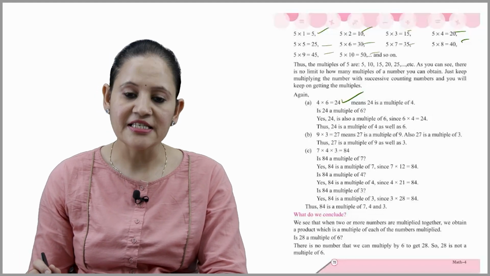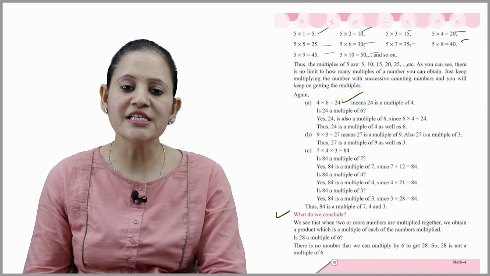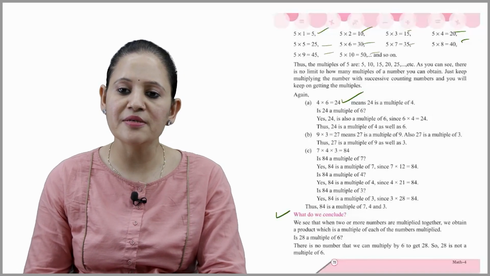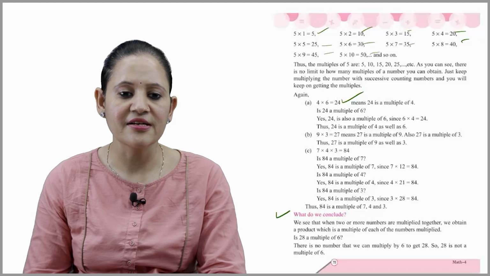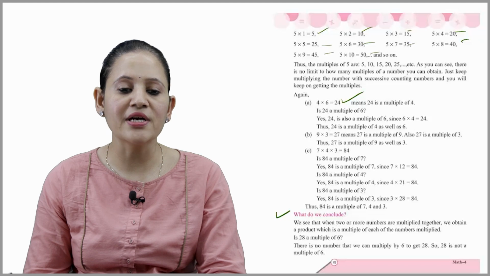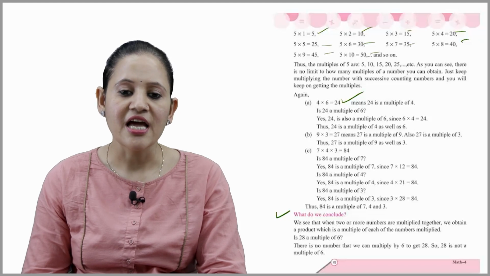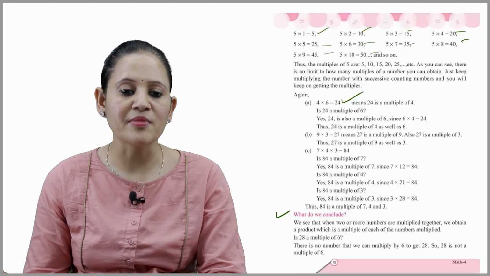Clear? So what do you conclude? We see that when two or more numbers are multiplied together, we obtain the product, which is the multiple of each of the numbers multiplied. Is 28 a multiple of 6? There is no number that we can multiply by 6 to get 28. So 28 is not a multiple of 6. ऐसा कोई नंबर नहीं है जिसको हम 6 से मल्टीप्लाई करें so that we can get 28. So 28 is not a multiple of 6.